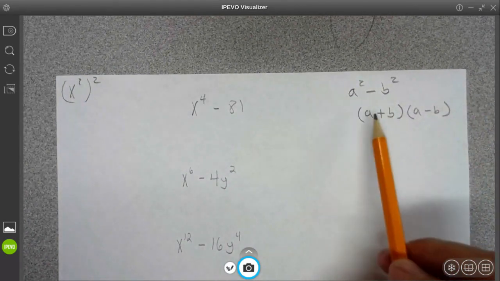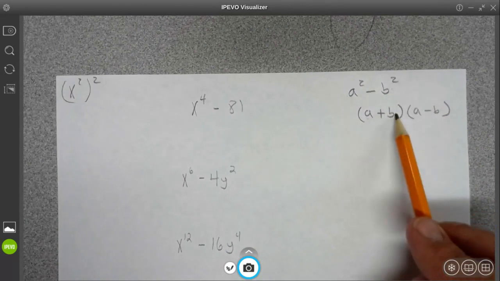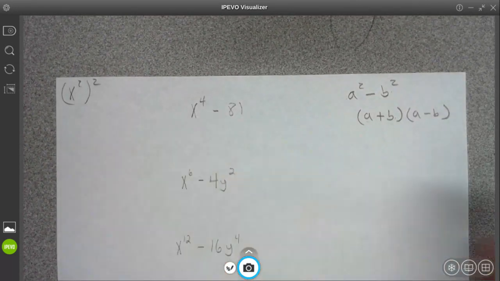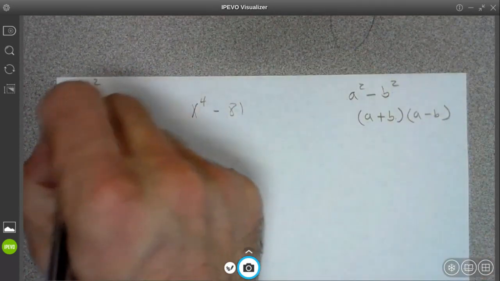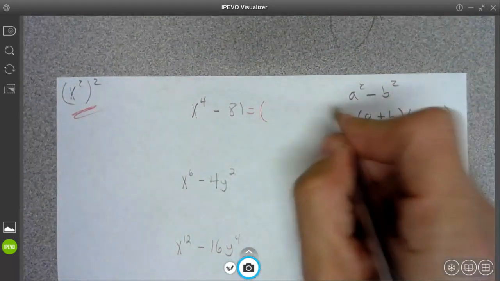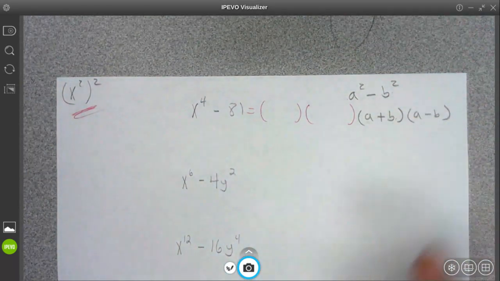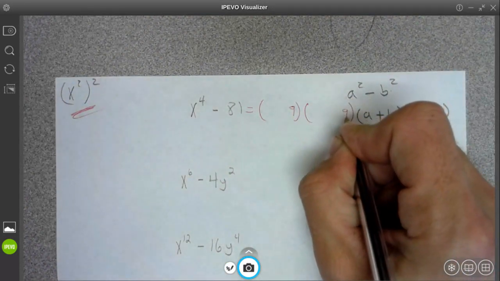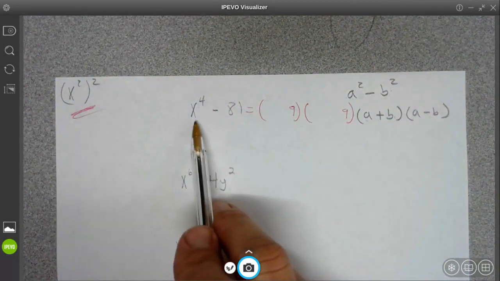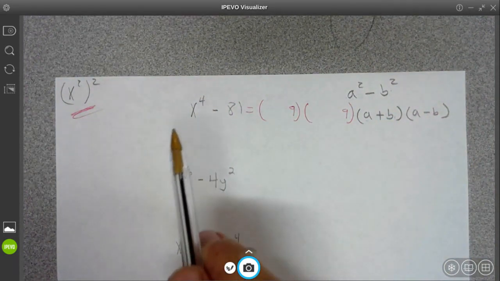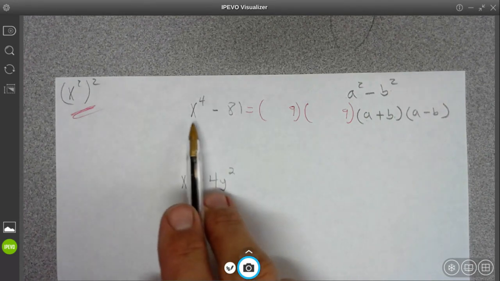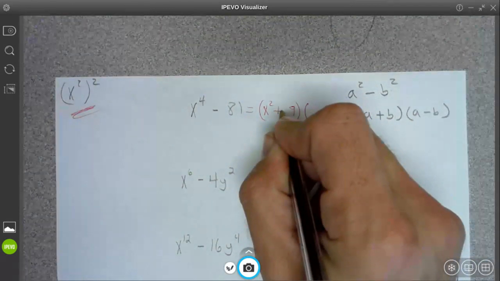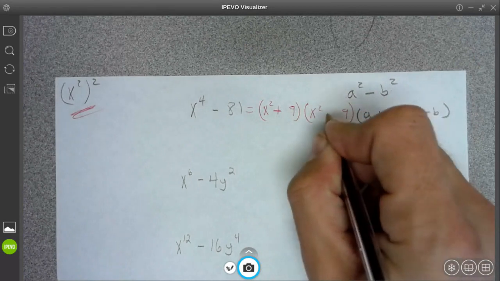You just square root that one to get a, and you square root that one to get b, and then one's plus, one's minus, okay? So for x to the fourth minus 81 here, you have to think about what times itself will give you 81. Well, that's 9, of course. And what times itself will give you x to the fourth? So what can you multiply by itself to get x to the fourth? Well, that's x squared. One's plus, and one is minus.